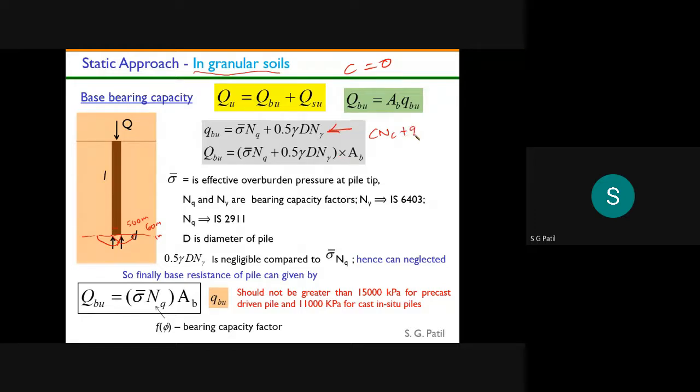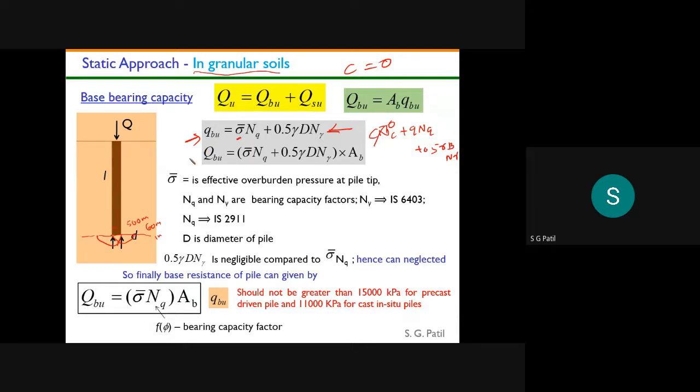If you recall, that is CNC plus qNQ plus 0.5 gamma B N gamma. Since C is 0, the first term will be 0. So q is nothing but sigma bar, which I'm representing here as sigma bar into NQ plus 0.5 gamma D N gamma. This is almost the same as the shallow foundation bearing capacity formula, and this is the formula to calculate the base resistance.